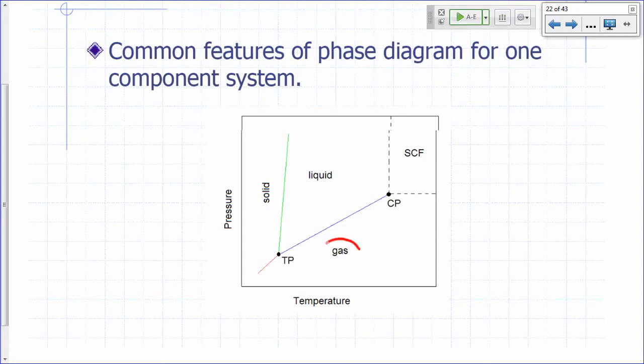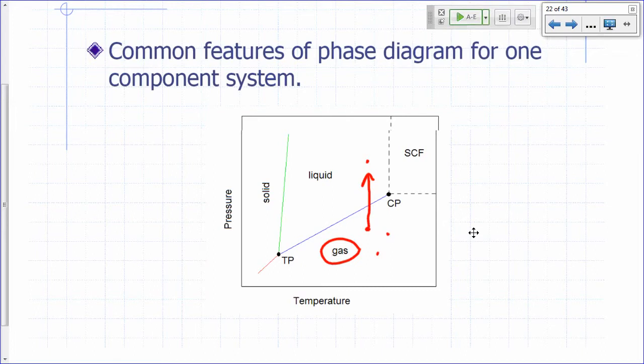Here at low pressure, high temperature, any point on this diagram in this region represents a condition where you expect to find your substance in the gaseous form. What happens if you were to raise the pressure of a gas at constant temperature? Eventually, it turns into a liquid.